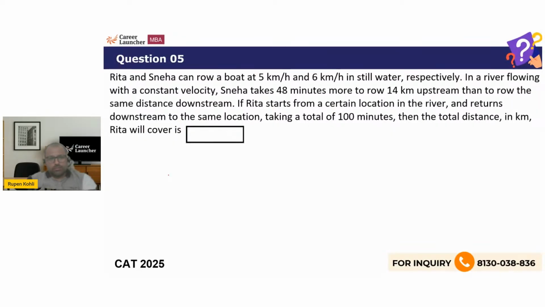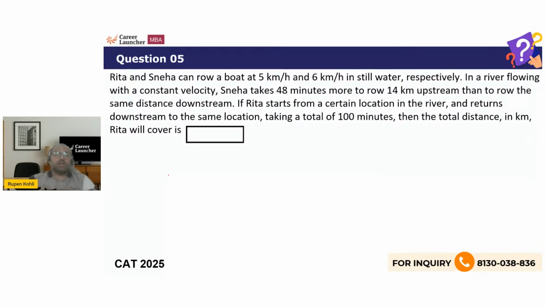Right, so it looks like boats. Rita and Sneha can row a boat at 5 and 6 kilometers per hour in still water respectively. Okay, the rowing speeds of two people are given directly. In a river flowing with a constant velocity, Sneha takes 48 minutes more to row 14 kilometers upstream than to row the same distance downstream. The difference of time taken is given for upstream and downstream motion.